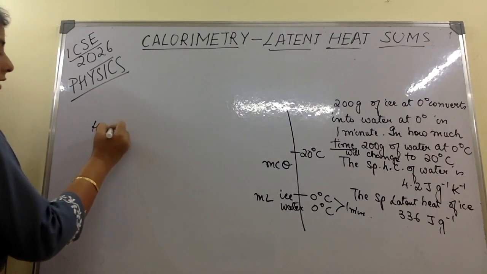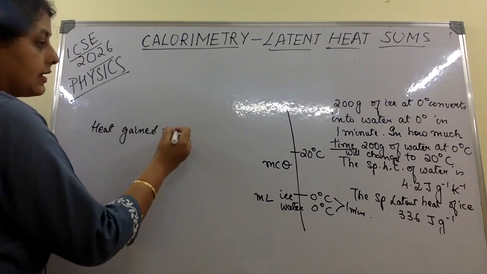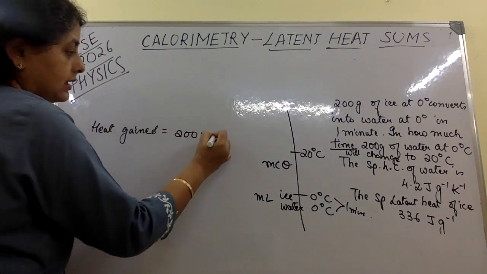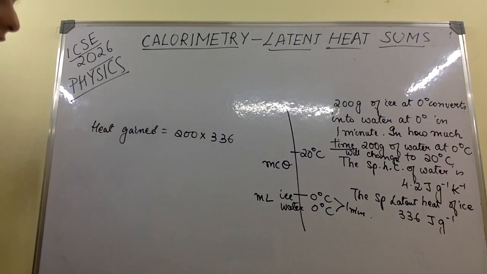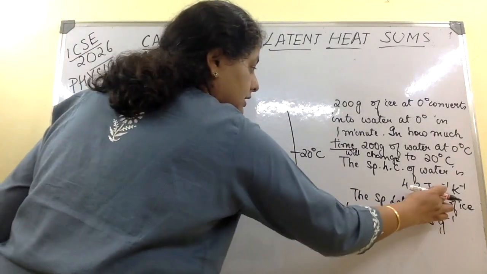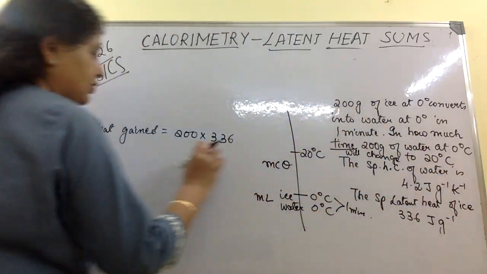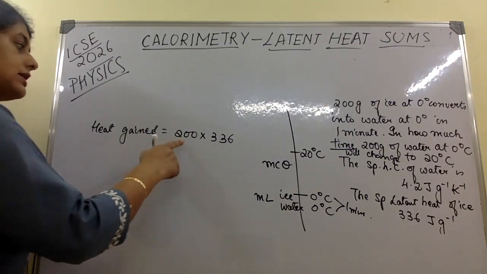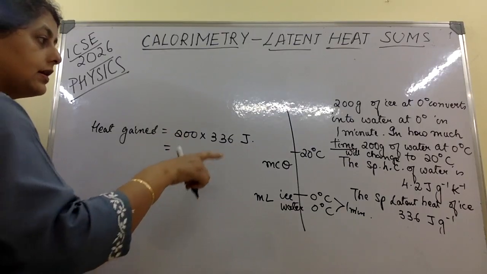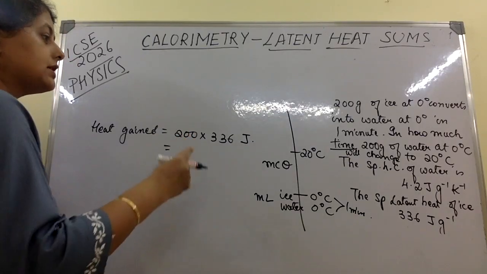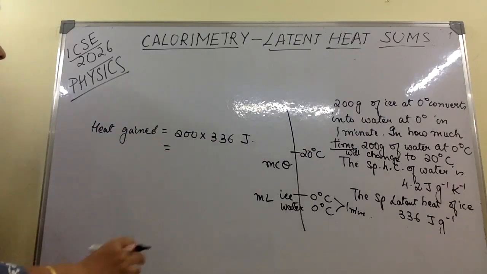Heat gained here is ml. M is 200 and L is 336. Because everything is in grams, you should check this. Here this value is also in grams, these units are also in grams, so no problem, I can multiply. So this many joules are gained by whatever machine it is heating up, or whatever burner it is, in just 1 minute. We are heating it, we don't need a refrigerator here.